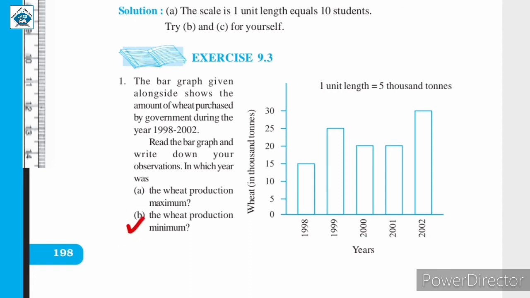Next we are asked that in which year was the wheat production minimum. Now the height of the bar for the year 1998 is minimum. As you can see बाकी bars के comparison में इसका height जो है वो कम है, small है. So the wheat production in 1998 is the minimum. It can be seen that it is 15,000 tons. So the answer for the first question is 2002, it was maximum, and for the second question it is the year 1998.